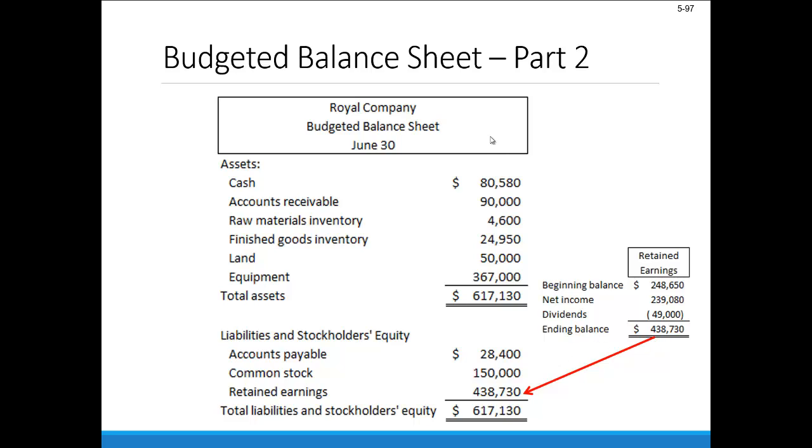$438,730. So the budgeted balance sheet is really just an output of this master budget process. I shouldn't say just, it's very important, but it relies on all those other component budgets we've put together up to this point. So it's bringing all that together plus some other information to kind of carry out those last few items. And that wraps up our discussion here of the master budget process.